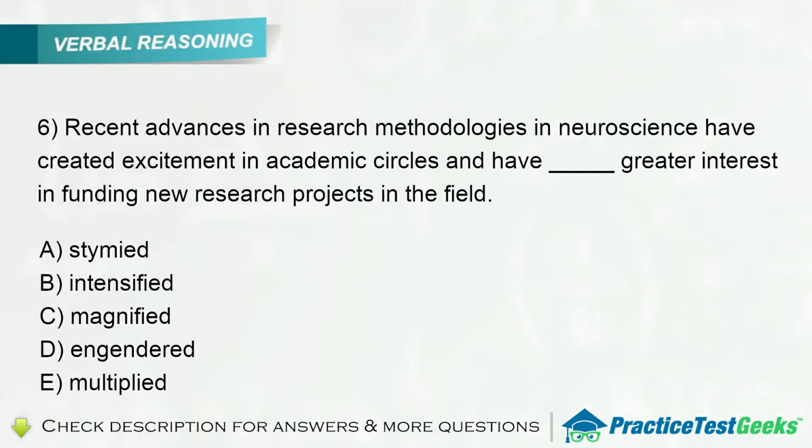Question 6. Recent advances in research methodologies and neuroscience have created excitement in academic circles, and have blank greater interest in funding new research projects in the field. A. Stymied. B. Intensified. C. Magnified. D. Engendered. E. Multiplied.